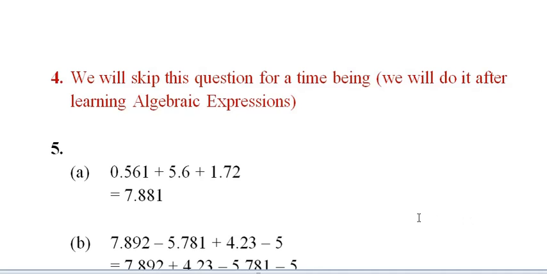Now question number 5, it's very simple. You just have to do plus and minus. But how to do plus and minus of a decimal number? Let me just show you out here. This is your question number 5a. So write the numbers 0.561, 5.6, and 1.72.